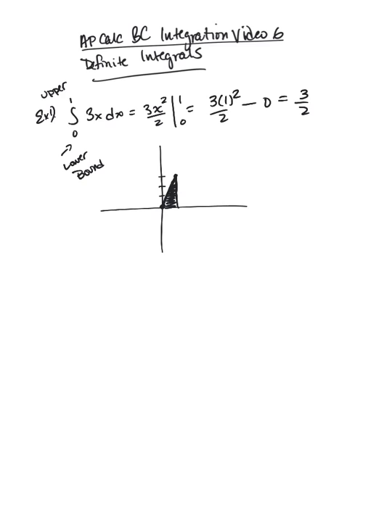It's the area underneath the curve because the triangle has a base of 1, a height of 3, and the area of a triangle is 1/2 base times height. So the area is 1/2 times 1 times 3, or 3/2. That's what this integral is doing. It's getting the area underneath the curve of the function y equals 3x.